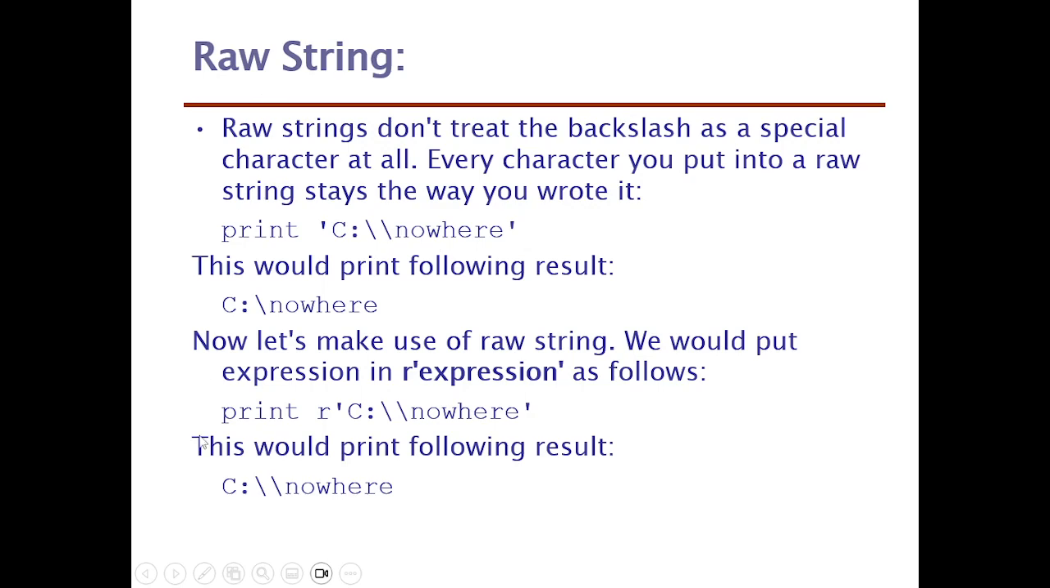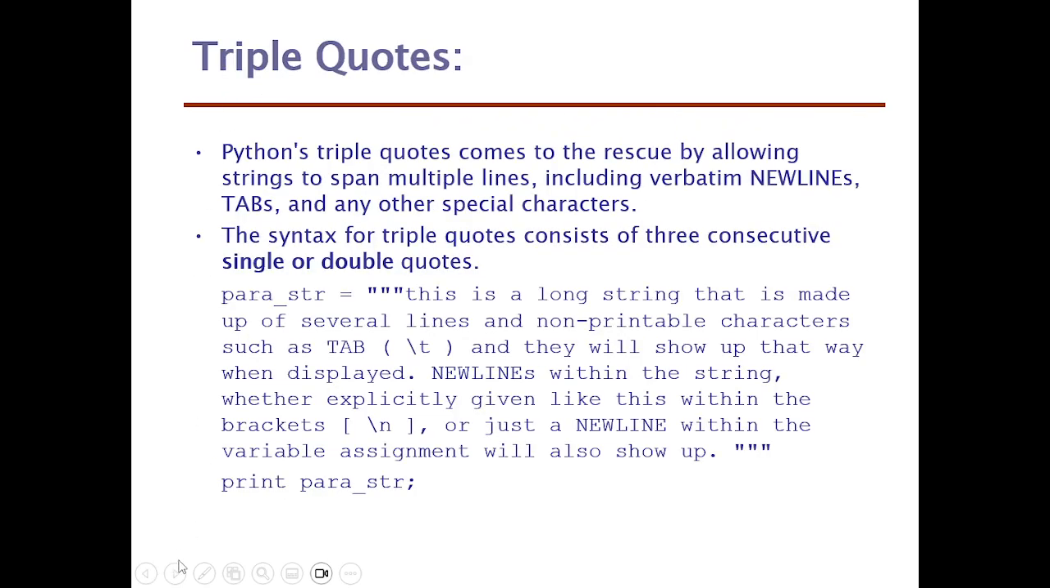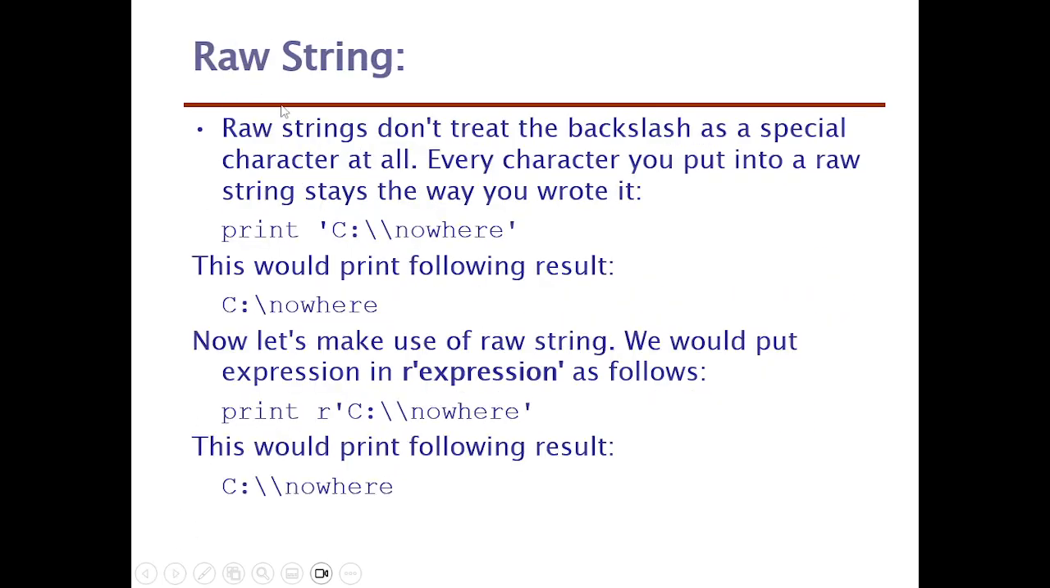Raw string. First we discussed the triple quotes, now we go to the raw string. Raw strings don't treat the backslash as a special character at all. Every character you put into a raw string stays the way you wrote it. So print "C:\nowhere" would print the following result: C:\nowhere. This does not treat the backslash as a special character, so it will just print.